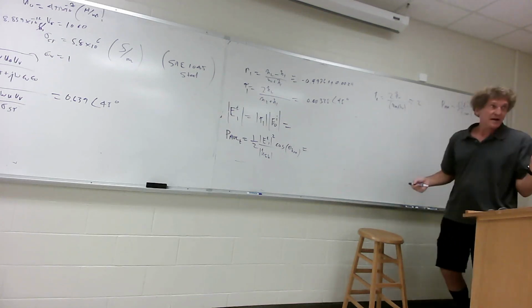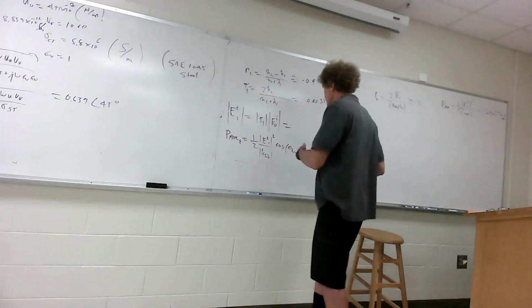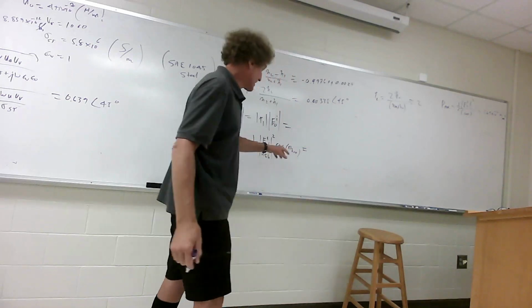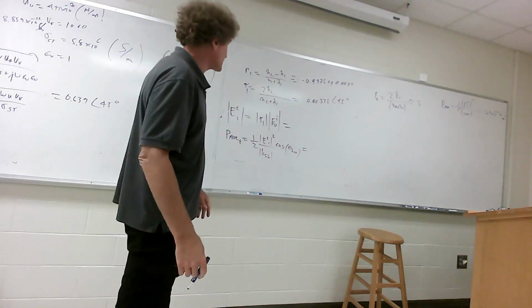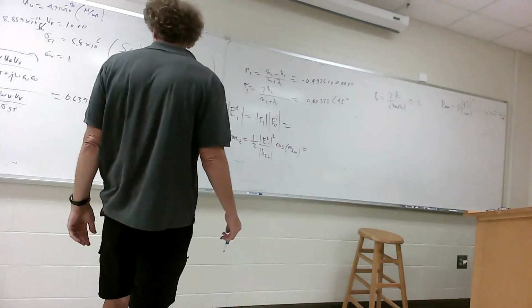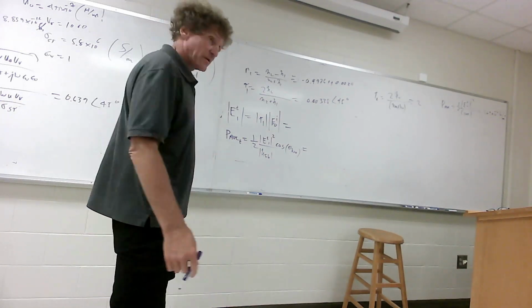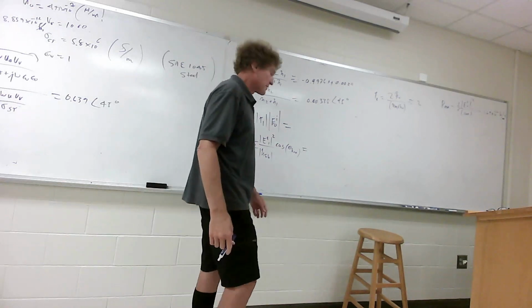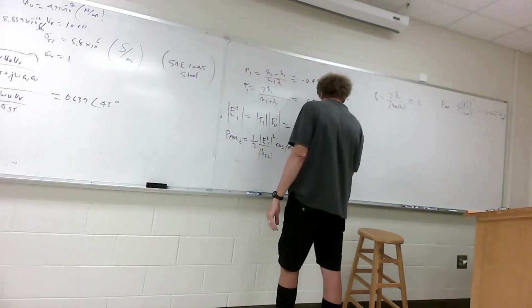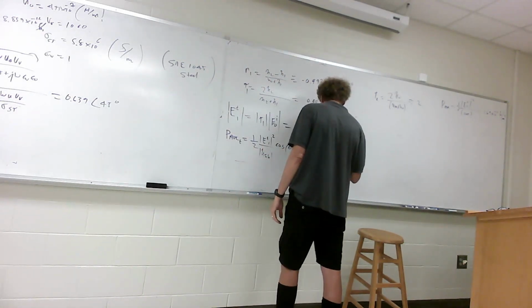Getting back to this though, thank you for reminding me. What's this going to be? Now you've got cosine 45 degrees and eta shield is almost nothing. 0.639, right? So what do you get for this one? 6.34 times 10 to the negative 4.